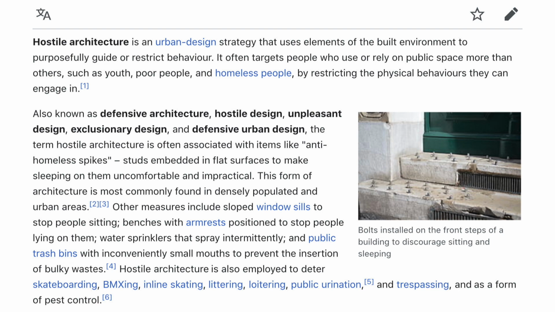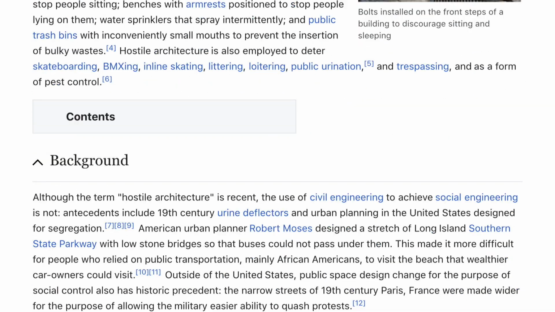Other measures include sloped windowsills to stop people sitting, benches with armrests positioned to stop people lying on them, water sprinklers that spray intermittently, and public trash bins with inconveniently small mouths to prevent the insertion of bulky wastes. Hostile architecture is also deployed to deter skateboarding, BMXing, inline skating, littering, loitering, public urination, and trespassing, and as a form of pest control.